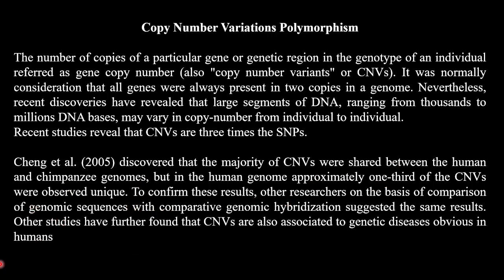These results were confirmed by other scientists, and other studies have also found that CNVs are associated with genetic diseases in humans. A very good example is cancer. In normal individuals you can find the tumor suppressor gene present in high copies, but not in the cancer patients. It is a very good example.